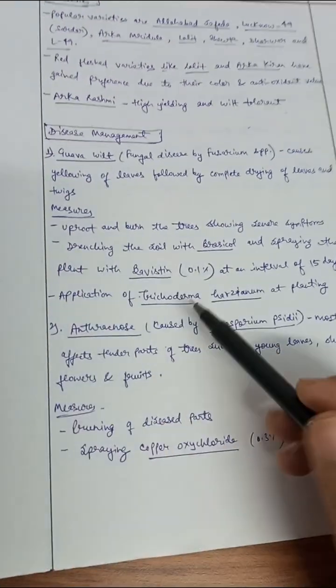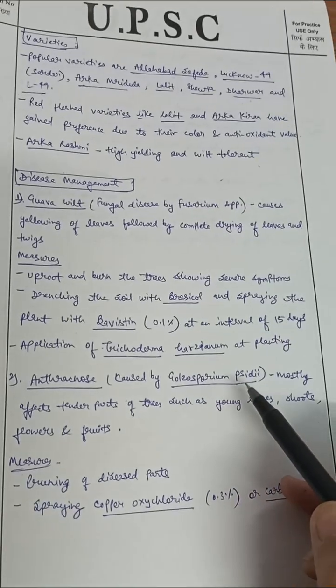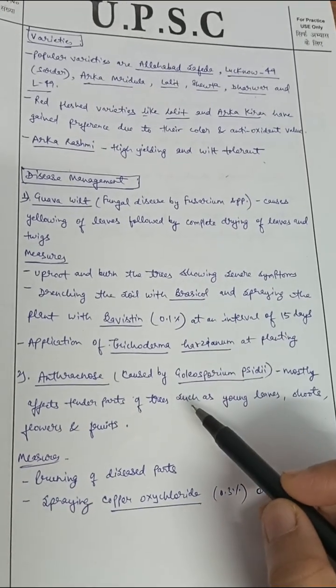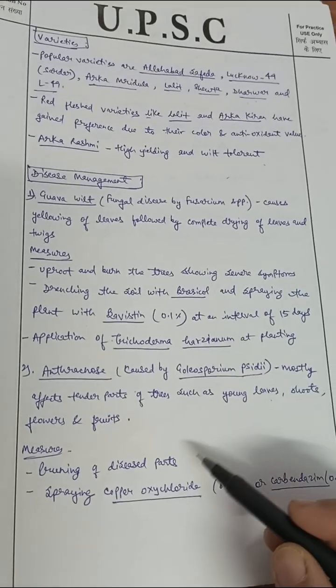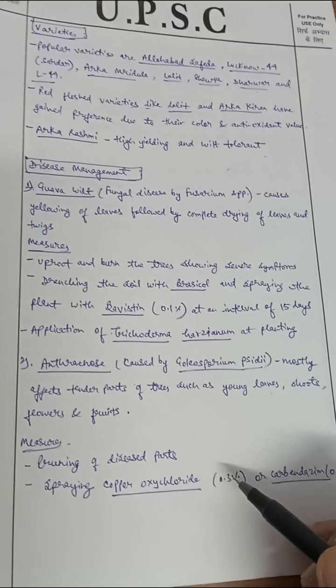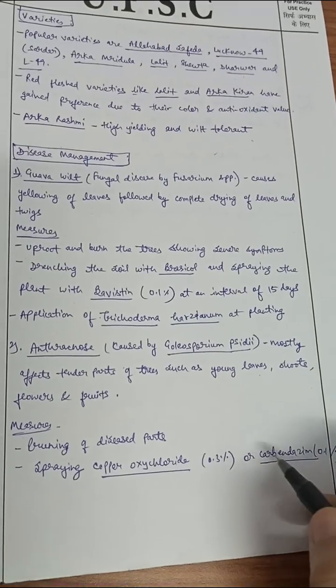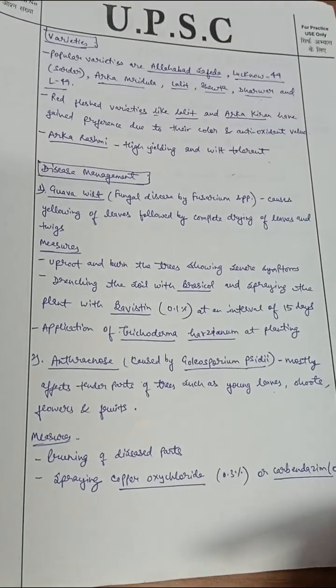Then another disease is anthracnose, also called the dieback disease. It is caused by Gloeosporium species. Mostly it affects the tender parts of the tree such as young leaves, shoots, flowers and fruits. And measures to control anthracnose are pruning of the diseased parts, spraying copper oxychloride 0.3% and carbendazim 0.1%. So in this way we can manage the diseases of guava.